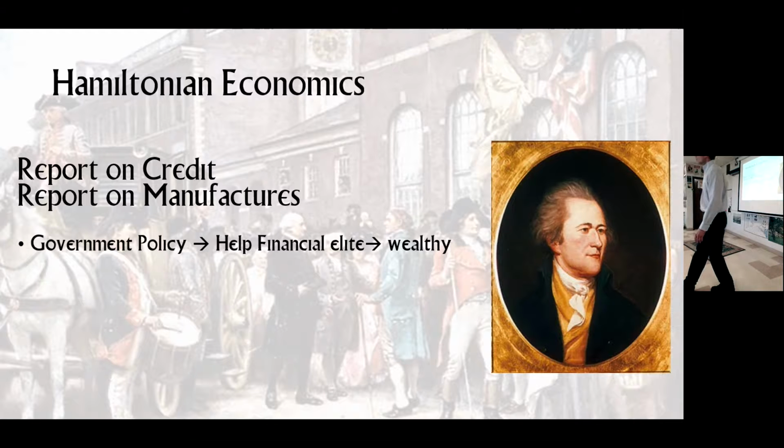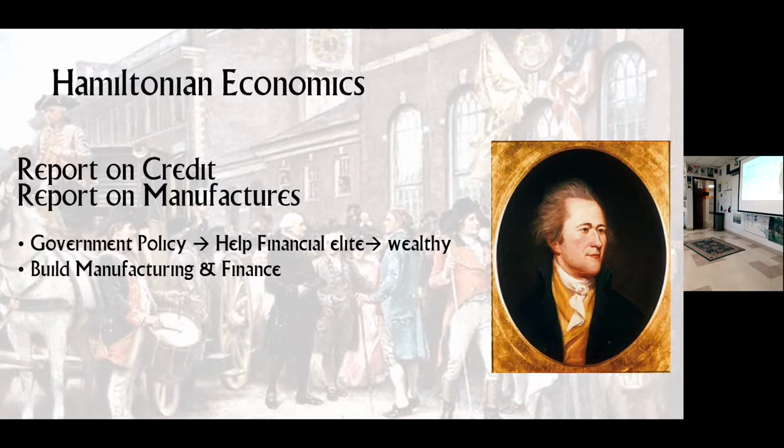The very same people who wrote the Constitution to benefit themselves, even though they're going to branch off in different ideas. The financial elite, the urban financial elite, will take that money and build factories, or as he said, manufacturing. Factories, the concept of a factory, production under one roof, brand new. You would build. And finance, his concept, a banking system.